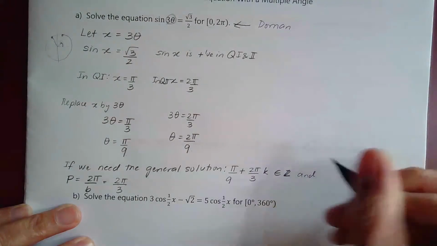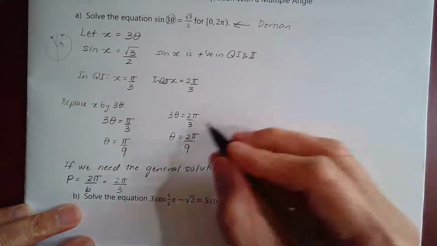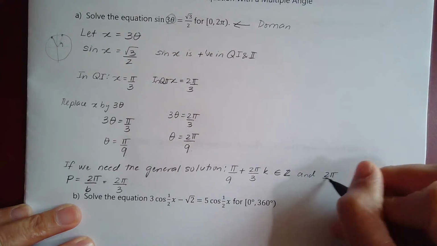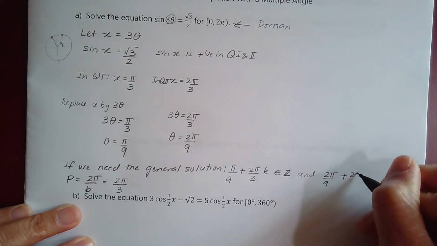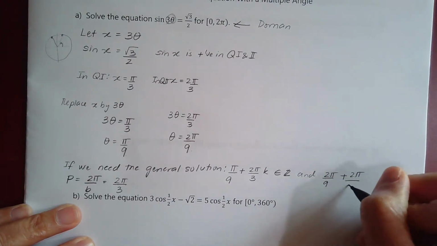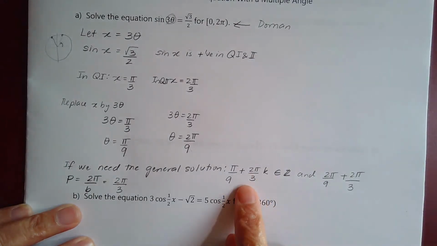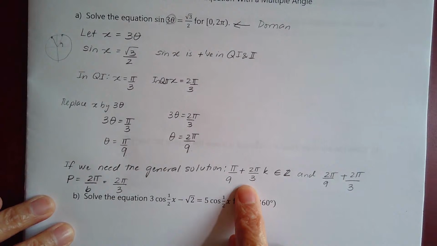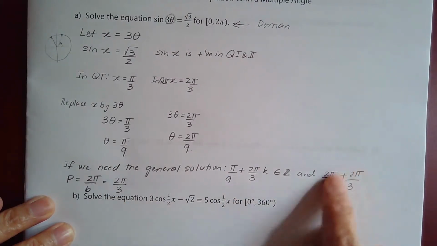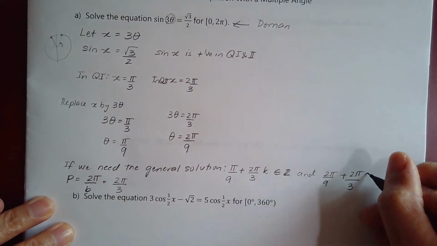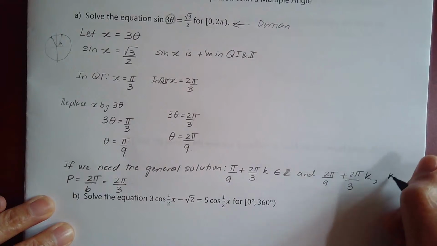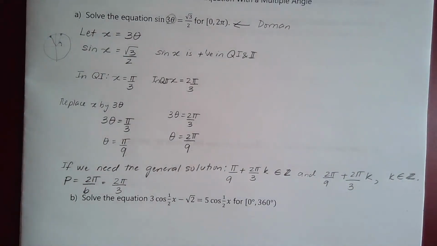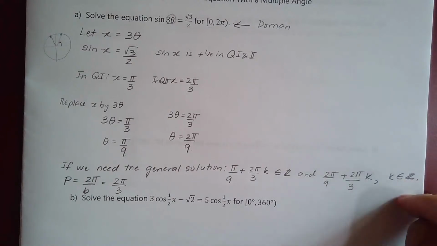And for this part here, all of the possible coterminals for that would be 2 pi by 9 plus 2 pi by 3. Remember, the 2 pi by 3 is because the period has now changed for this equation. So it's going to be 2 pi by 3 times k, where k is an element of the integers. Okay, so that's that part.